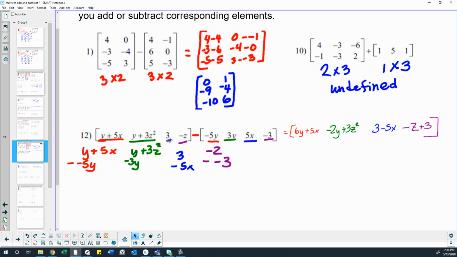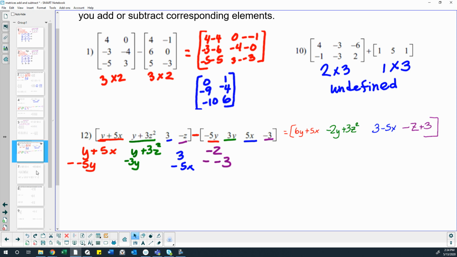The third element in each matrix is 3 subtract 5x. We can't combine those together directly because they're not like terms, so that's our answer, 3 minus 5x. The last one, we have a -z, that I've written here in purple, and then we're subtracting a -3, so that's like we're going to end up adding 3. So putting those together, because they're not like terms, we'll have -z plus 3.